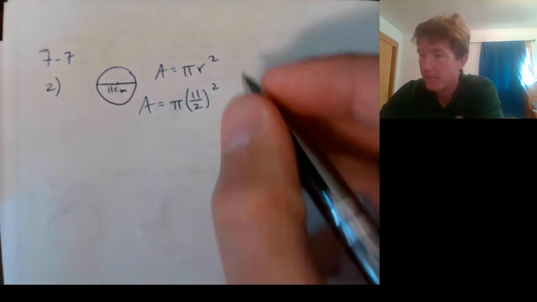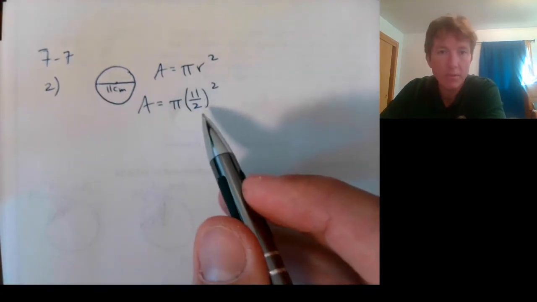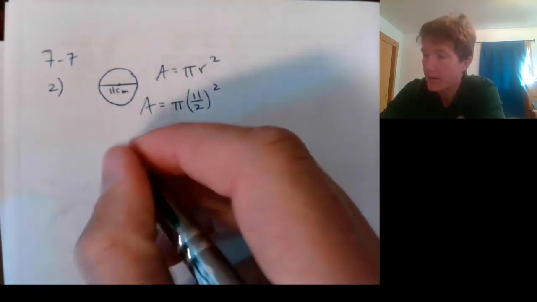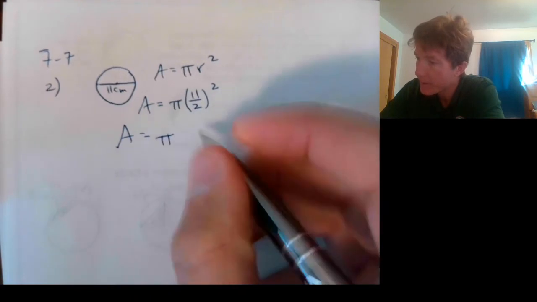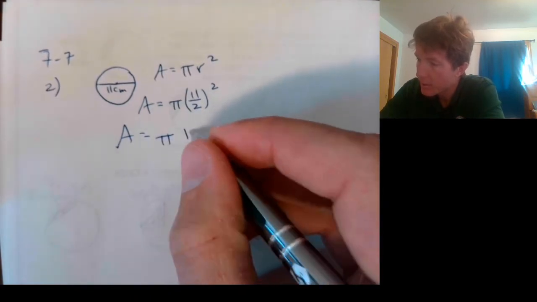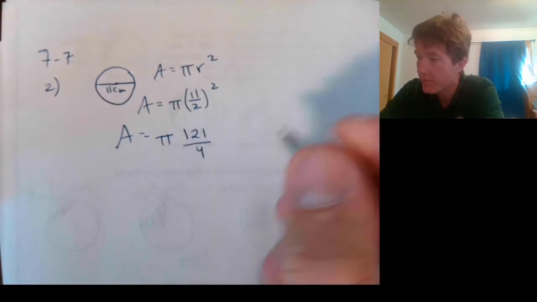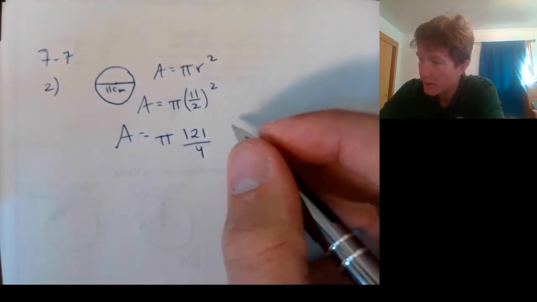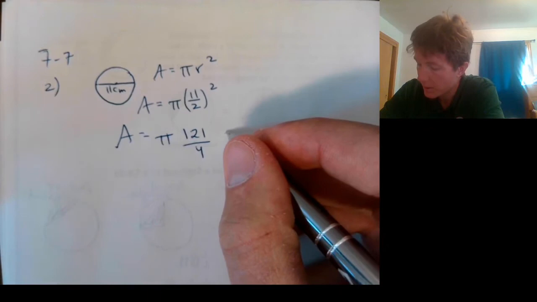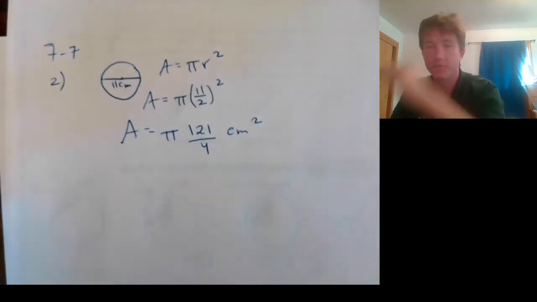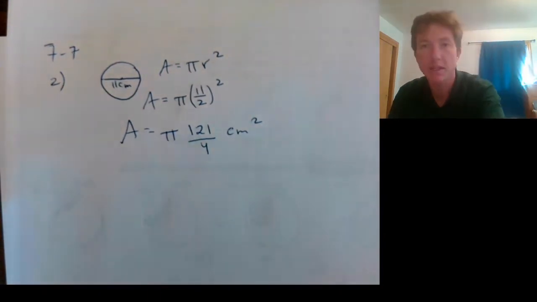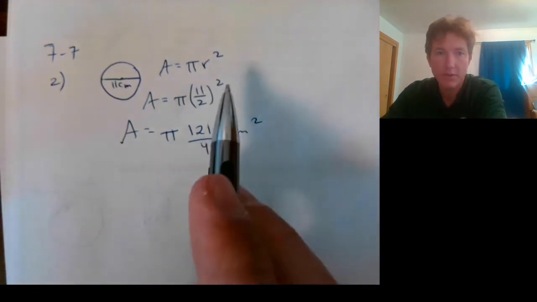This way I can square both the top and the bottom and have a nice fractional answer. So this would be 100 and what is 11 squared? 121 over 4. And this will be centimeters squared. So that would be your answer. You might get a decimal if you did 5.5 squared.